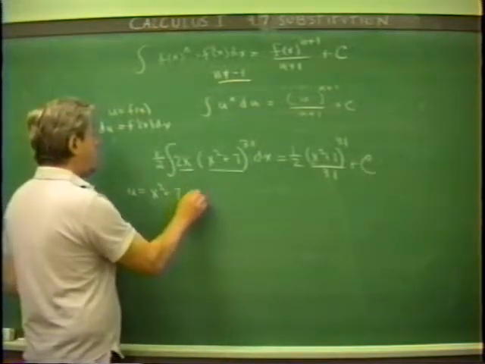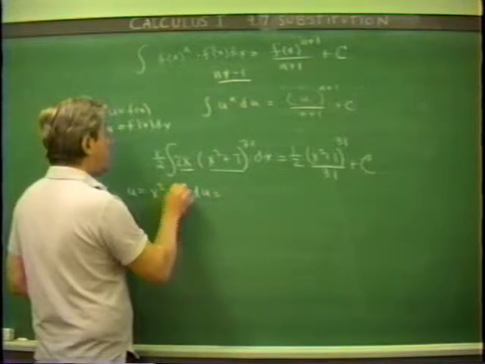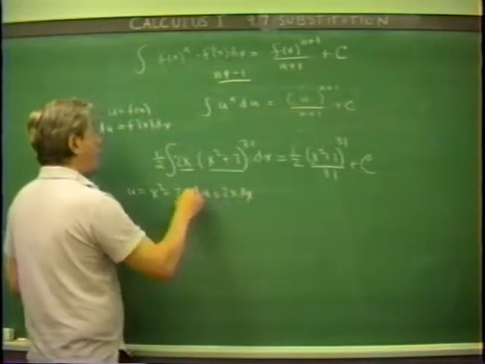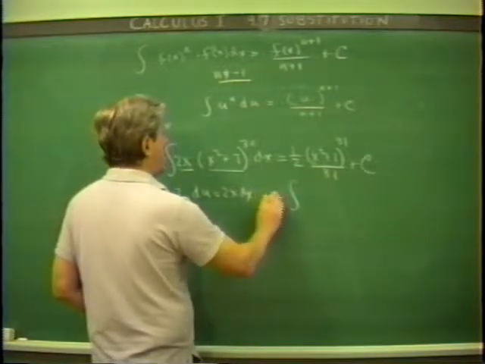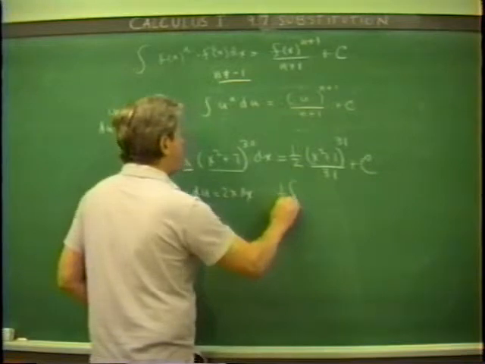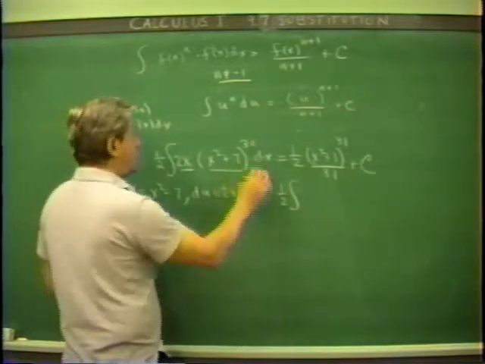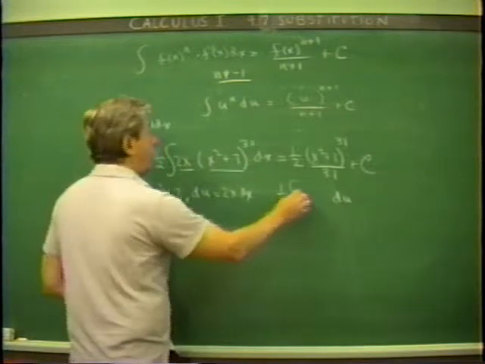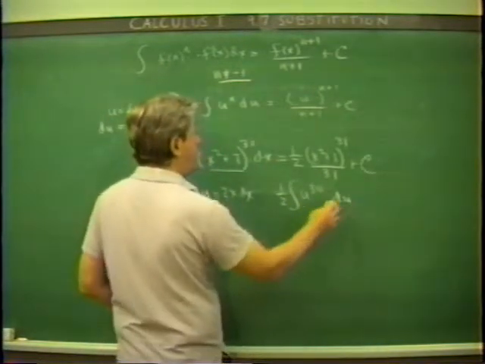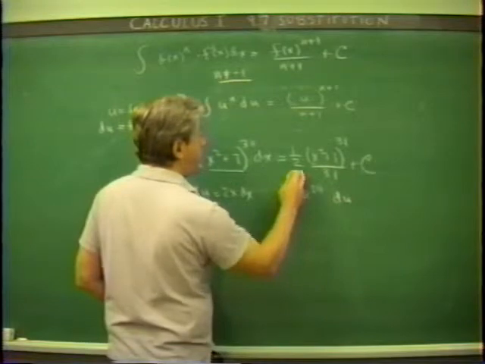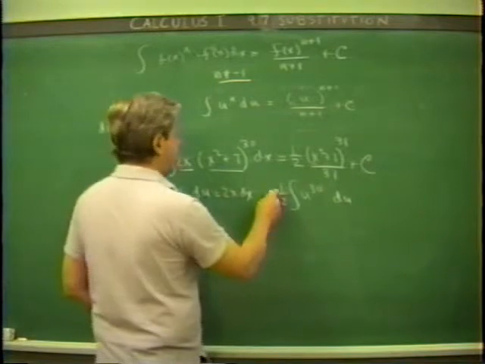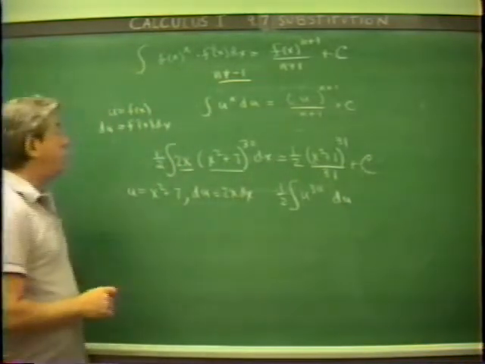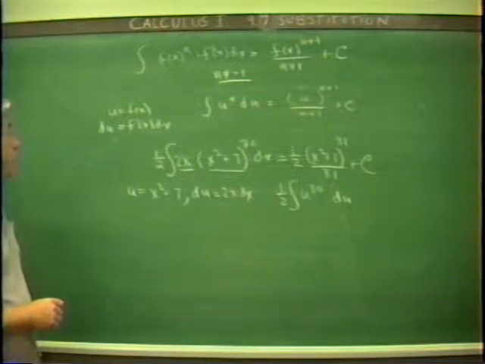Substitution will always work here also. If we were to let u equal x squared plus 7, then du is equal to 2x dx, and this is going to be equal to the antiderivative of 1 half times 2x dx, which is du, u to the 30th, du, which is going to be u to the 31st over 31 times a half, and u was x squared plus 7, so that the substitution here will always work also to give you the antiderivative.